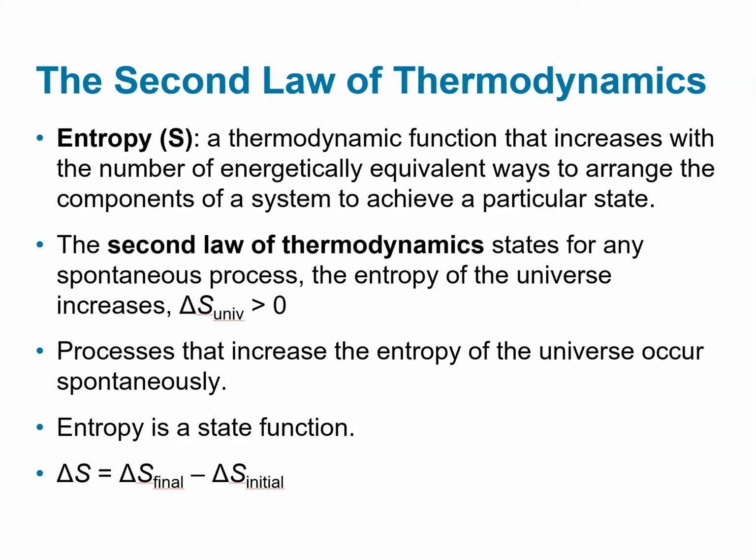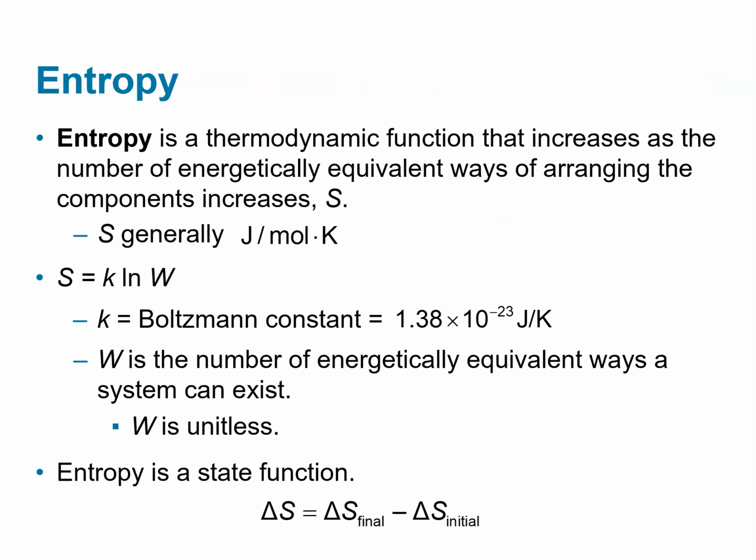Now, it's also important to recognize that entropy is a state function. It's all about its final state minus initial state. The path it takes between the final state and the initial state has absolutely zero impact on the delta. What matters is where you started and where you ended. And that's what a state function is. So generally, we look at entropy in terms of joules per mole Kelvin.